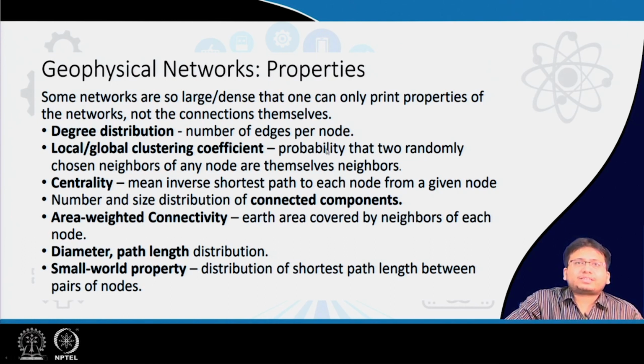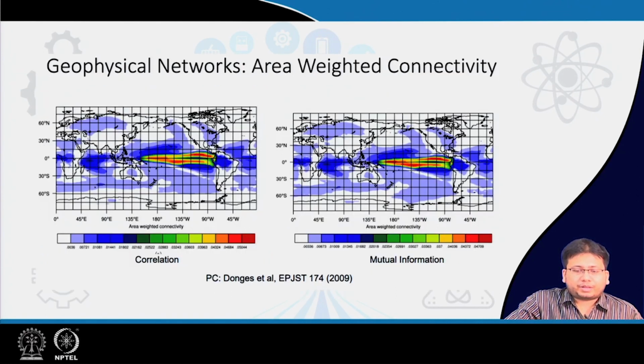So these are various standard properties which we study in any kind of network, whether it's a geophysical network or not. Now in the domain of earth science, many of the concepts discussed above have been used. For example, here we have constructed two networks, one is the correlation network, the other is a mutual information network. We have of course discussed these quantities already.